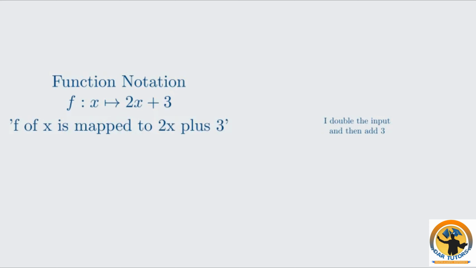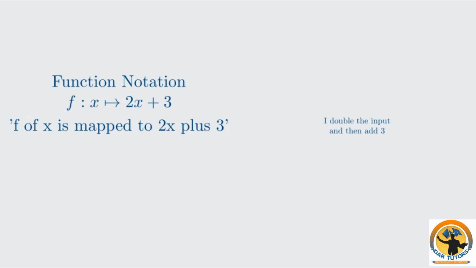In mathematics, we use a special notation to represent this process. We can write f is the function that converts x into 2x plus 3. A more compact way is to write f colon x maps to 2x plus 3. This is read as f of x is mapped to 2x plus 3.